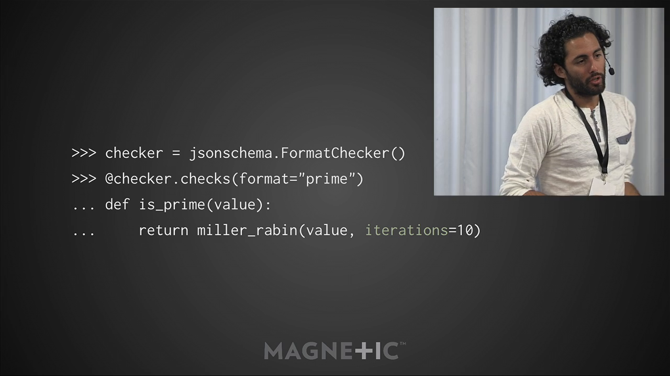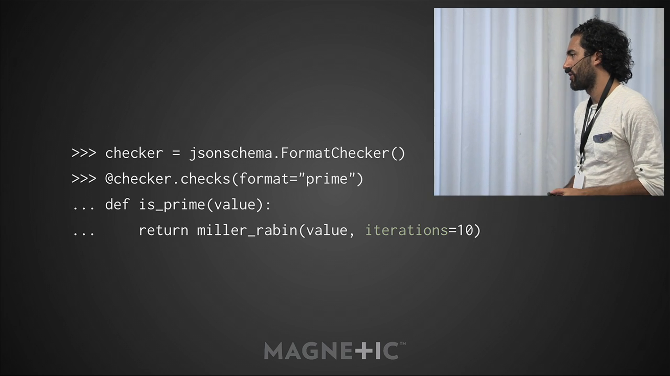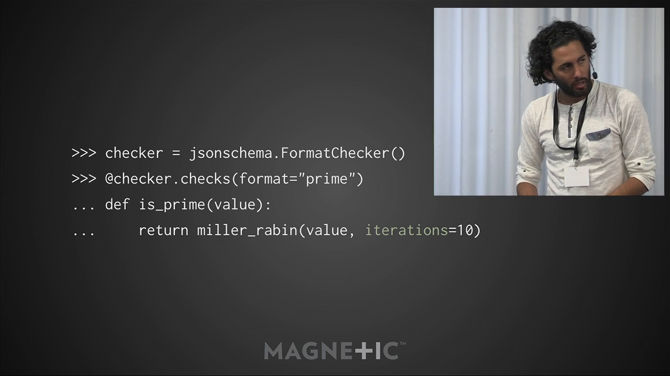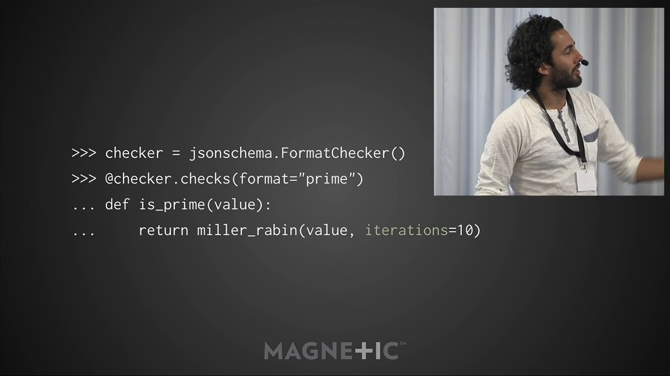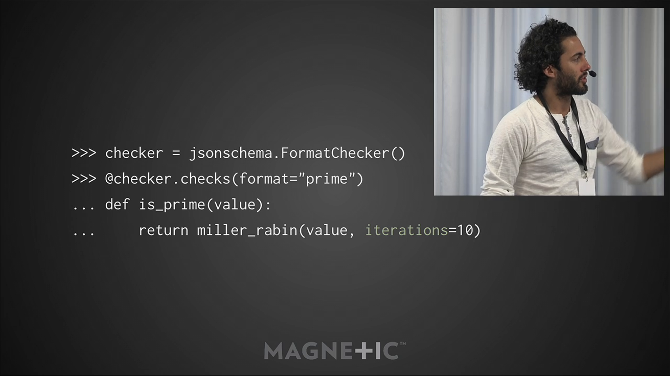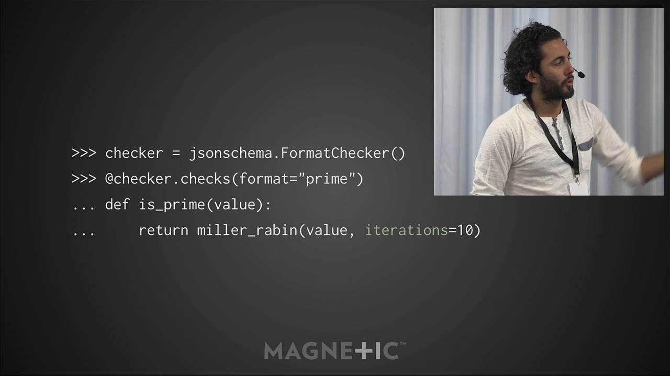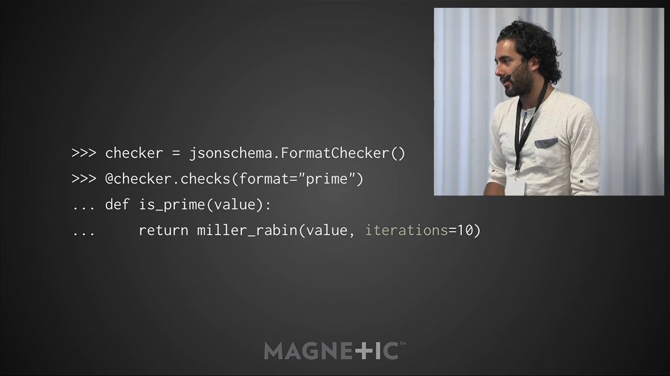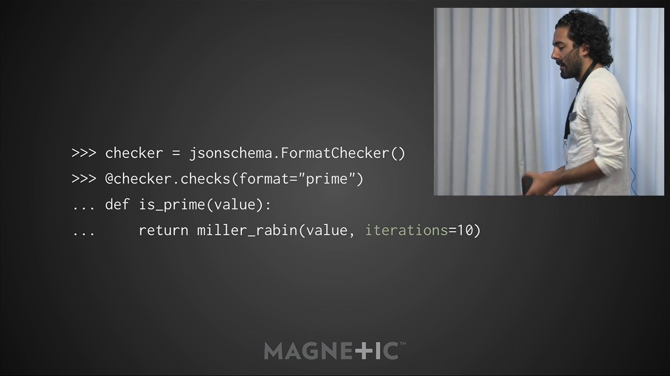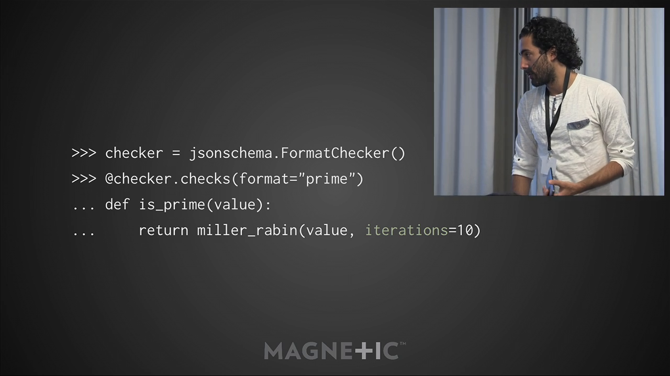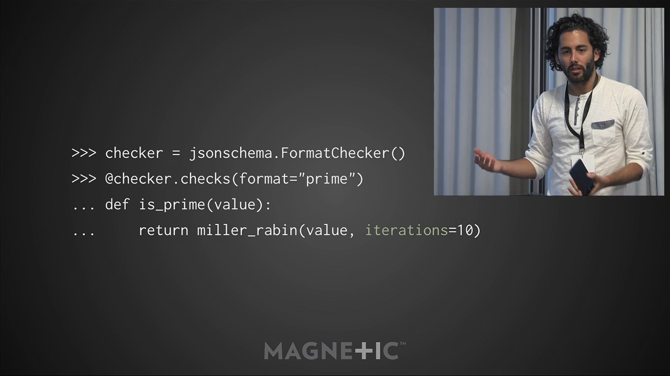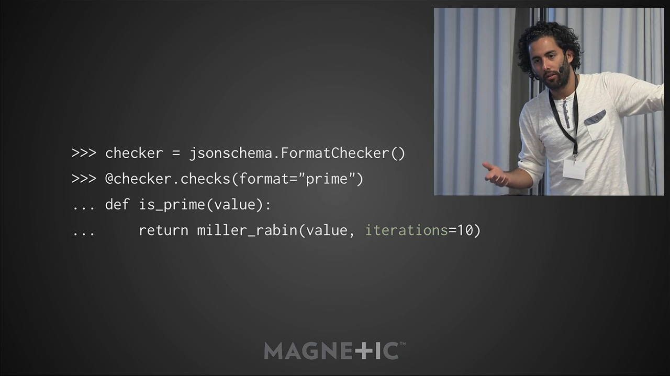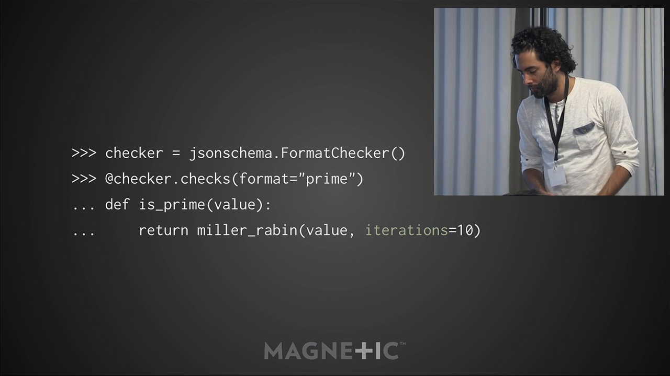You can actually add your own, though, if one doesn't exist. If for whatever reason you want to specify a schema that says that instances should be prime numbers, assuming that you already have some prime checker, all you do is decorate a function, say that it checks this format called prime, and do whatever you have to do to decide whether the thing is prime or not. Then you have the ability to write type string or type number format prime, and instances will validate only when this function says that they're prime. Also makes sense?